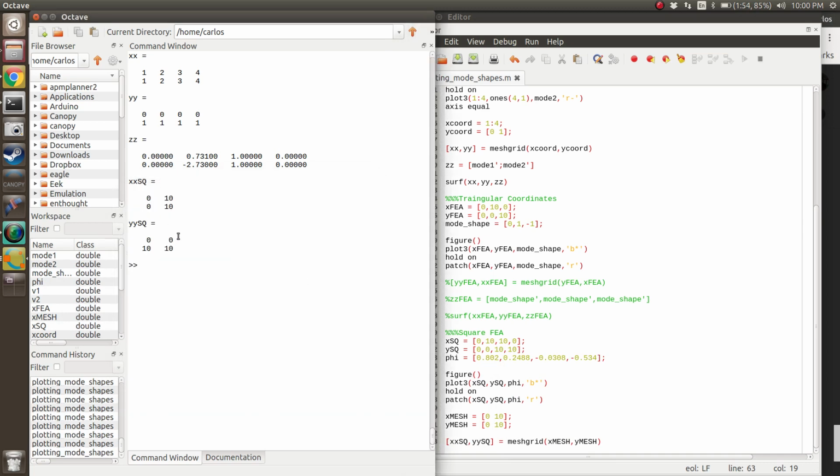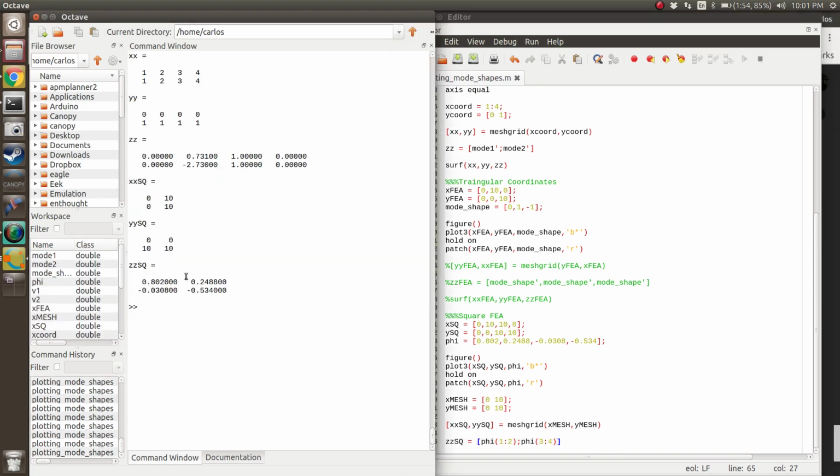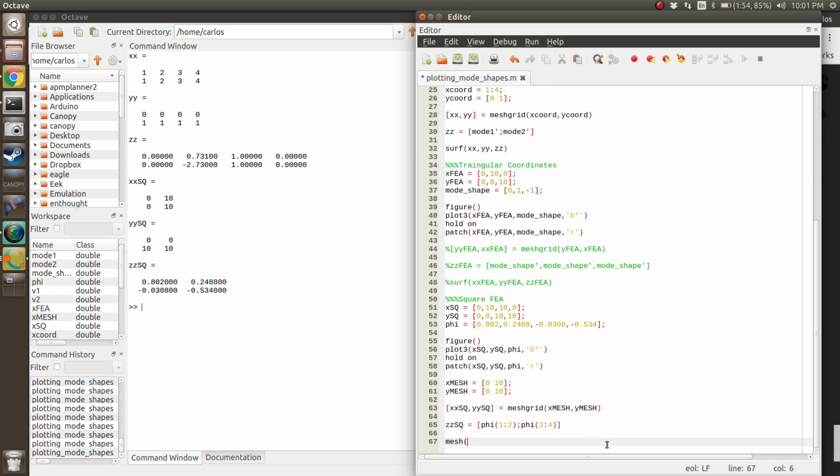There we go. So then you get your 4 points, and now this is where you have some finagling, because basically what you want to say is phi, I don't know what I want to call this, ZZ square. Yeah, this is tough. How do you wrap this around quickly? Can you just do phi for the first 2 points and then phi for the last 2 points? Does that work? Yeah, you get a 2x2. Do you get the same thing? Mesh. Let's do surf.